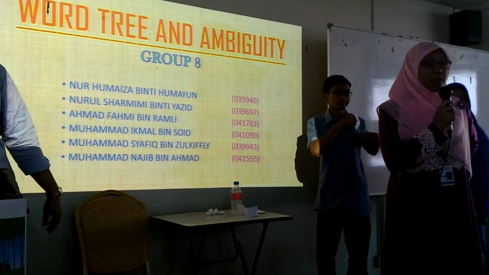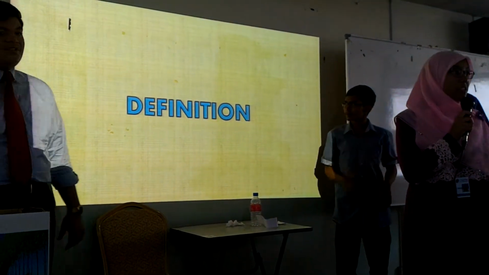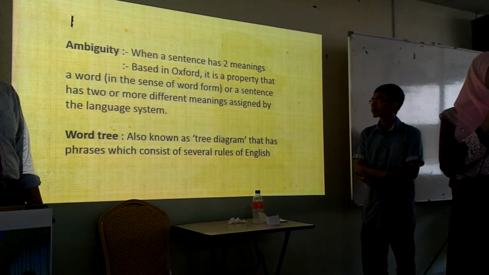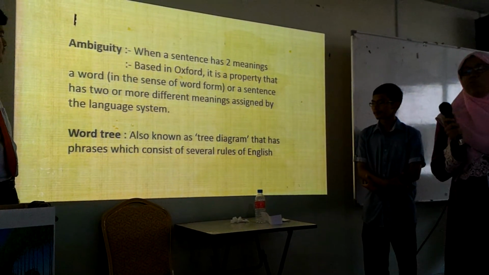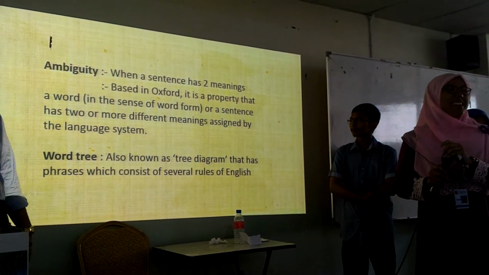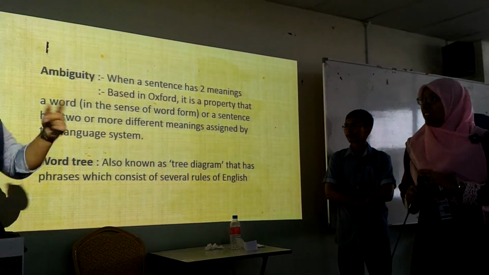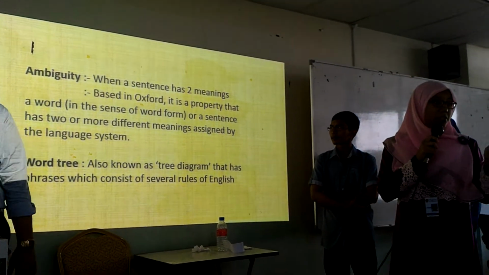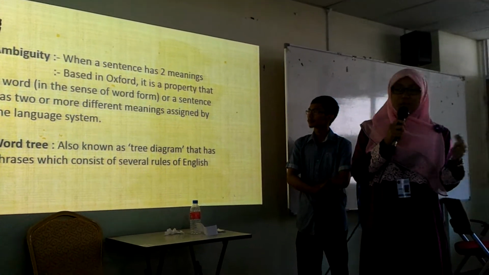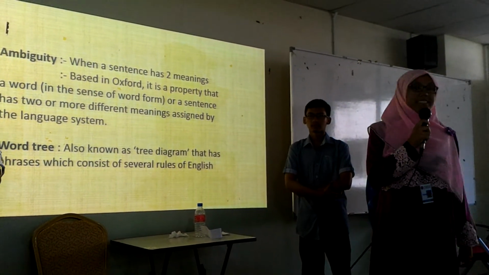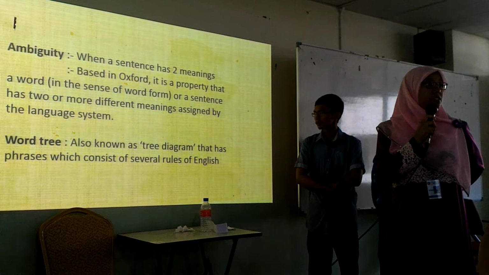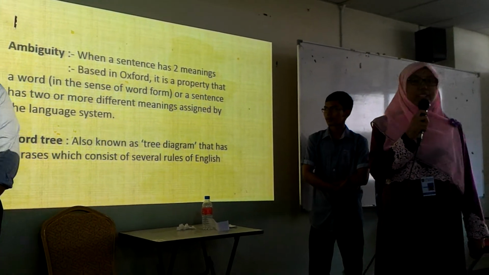Alright, for the first part, we will explain the definition of word tree and ambiguity. Ambiguity is when a sentence has two meanings. For example, the man in a pajama is riding a red. Like in the book, you can see the word unlockable. It has two different meanings, which will be explained later. Page 159. While word tree is also known as tree diagram, it has phrases which consist of several rules of the English, which will also be explained later.